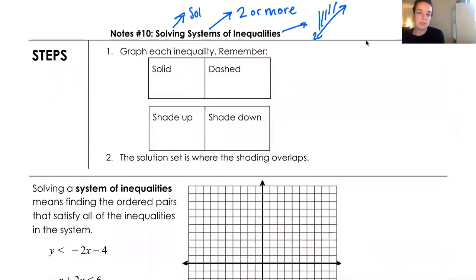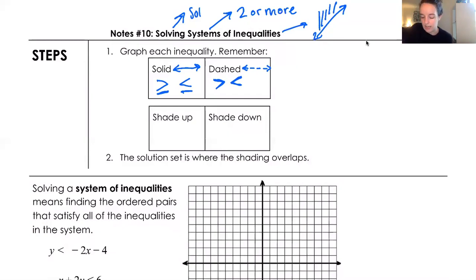The first step is going to be to graph each inequality. So remember that we want a solid line if it has a line underneath it, that equal sign, so greater than or equal to, or less than or equal to. And then we want a dashed line if we have no equal sign, so greater than or less than. So that's our solid line and our dashed line.